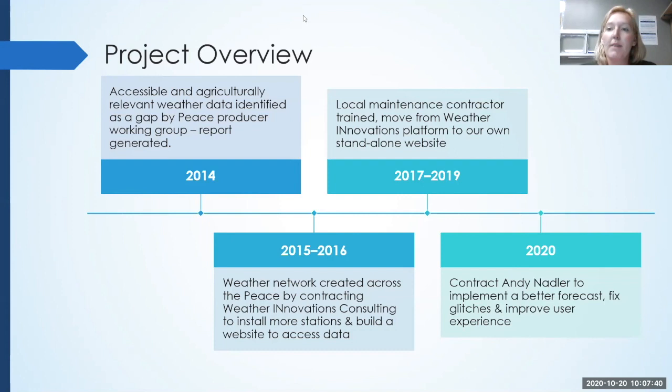And we have contracted Andy to help us just with building our own website. It's a huge undertaking and there's a lot of stuff that you don't understand if you don't know a lot about weather and the way that the models work and everything like that. So we actually contracted Andy to help us fix some of the glitches that we had, fix some of the user experiences, implement a better forecast system into it, and so on.